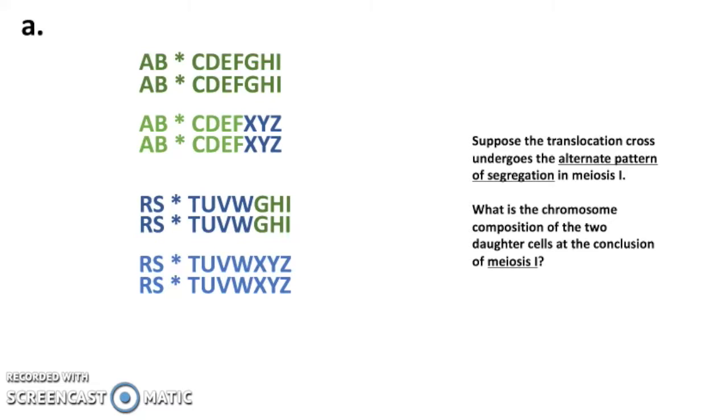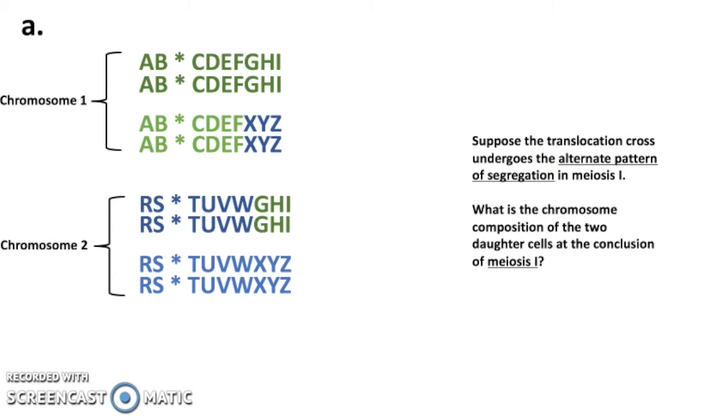When you're doing these problems, you want to keep track of, one, what stage of meiosis you need to account for. In this one, it wants to know what the 2 daughter cells are at the end of meiosis 1. Then you want to see what type of translocation cross is taking place. In this situation, we are having an alternate pattern.